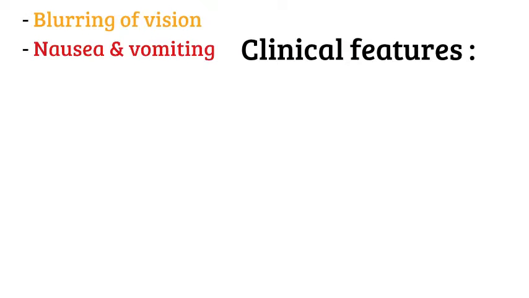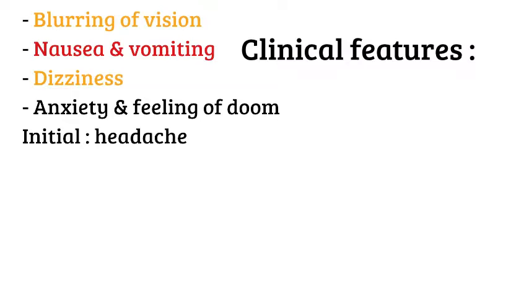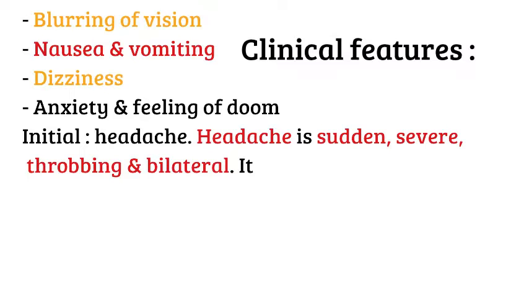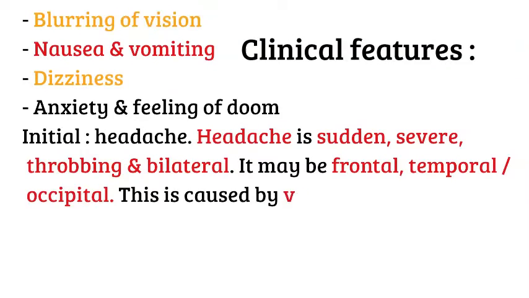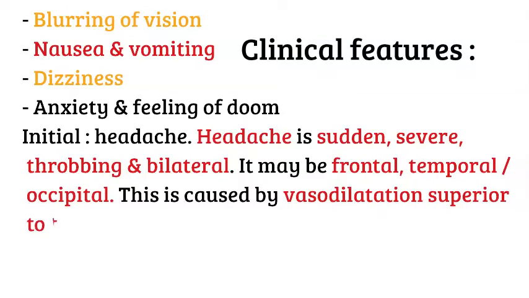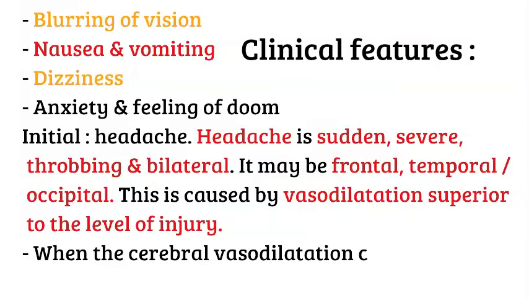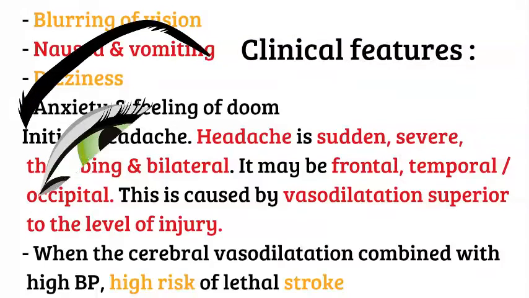Blurring of vision, nausea and vomiting, dizziness, anxiety and a feeling of doom will be present. The initial and common presentation is headache. The headache is sudden, severe, throbbing and bilateral. It may be frontal, temporal or occipital. This is caused by vasodilatation superior to the level of the injury. When the cerebral vasodilatation is combined with high blood pressure, there is a high risk of lethal stroke.